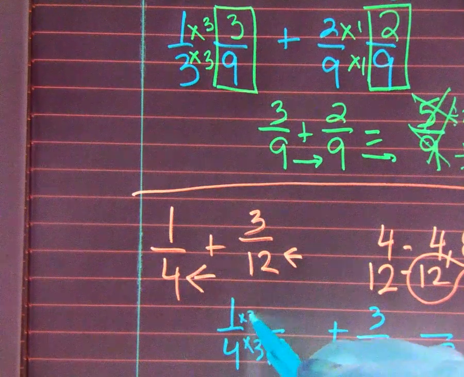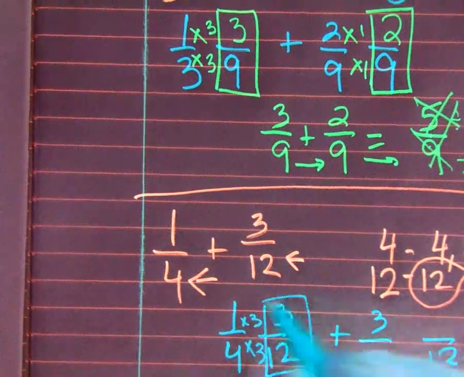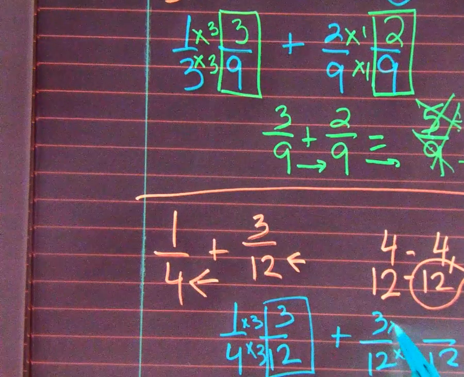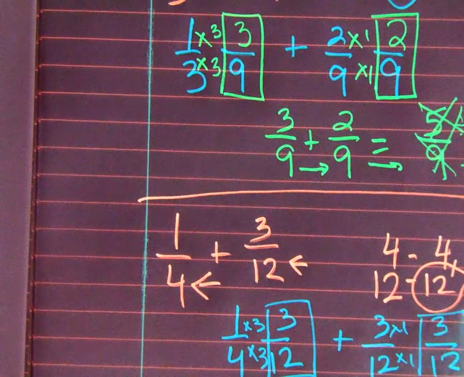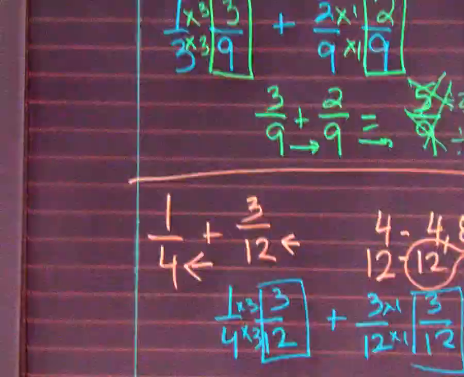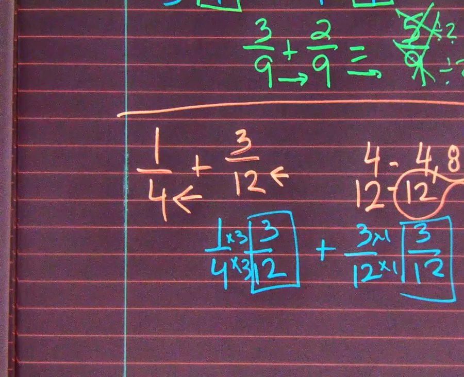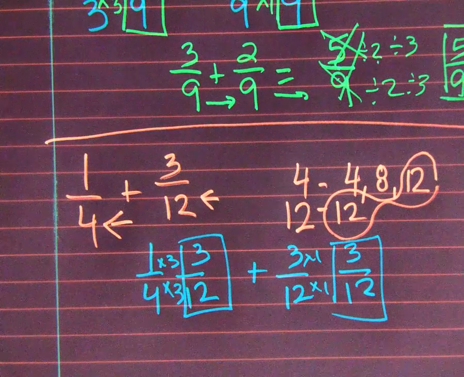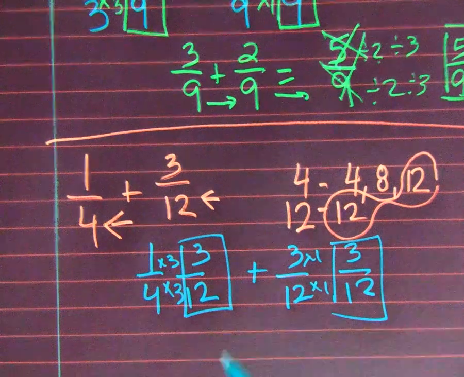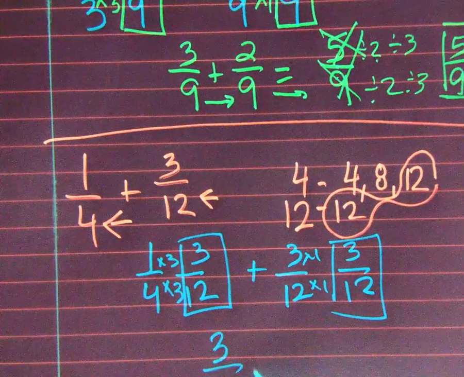4 times 3 is 12. 1 times 3 is 3. So there's my first one. And this is going to be 1. This works out pretty good. 3/12. Oh, wow, I can't even see what I'm doing over here. There you go. So I can rewrite it down here.